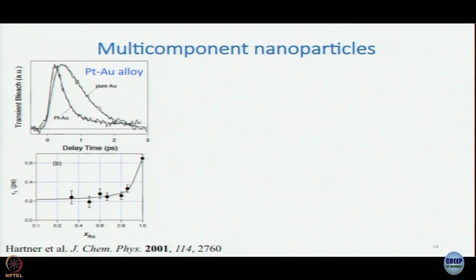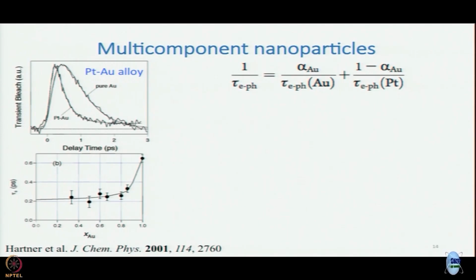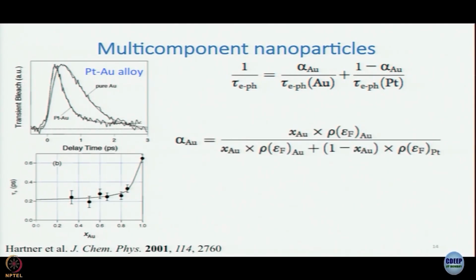Because, these people, Hartland and co-workers, worked out this kind of an expression for 1 by tau EPH, and why 1 by tau? Because essentially the rate constant is the more fundamental quantity, that is what they are comparing. 1 by tau of electron phonon coupling for the multi-component nanoparticle is equal to alpha gold divided by tau electron phonon gold plus 1 minus alpha gold divided by tau electron phonon platinum. What does that mean? In the ideal scenario, these alpha should have been x mole fraction, right, but actually it is not. This is what it is.